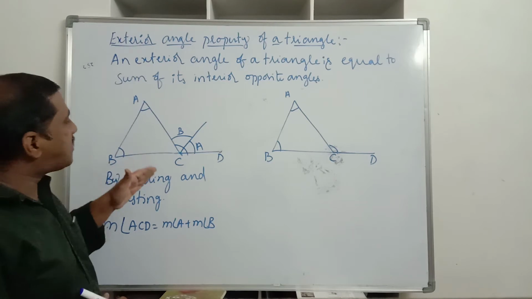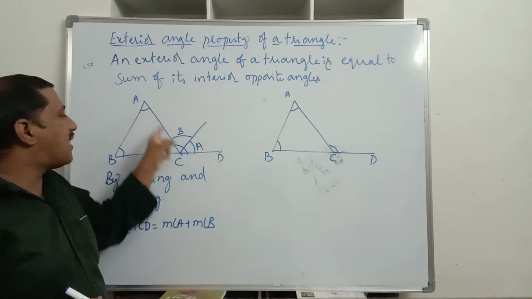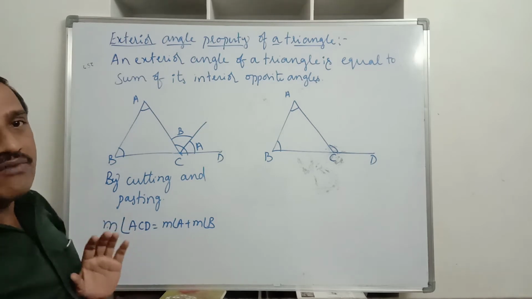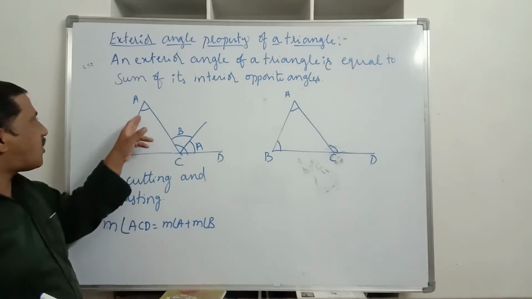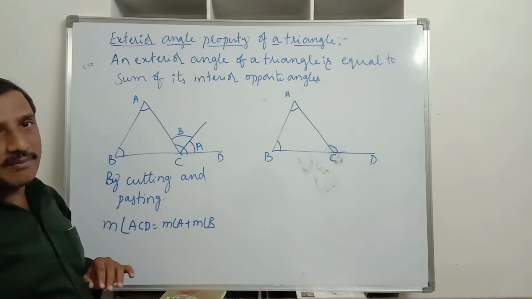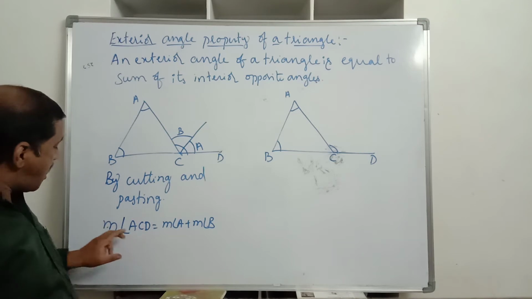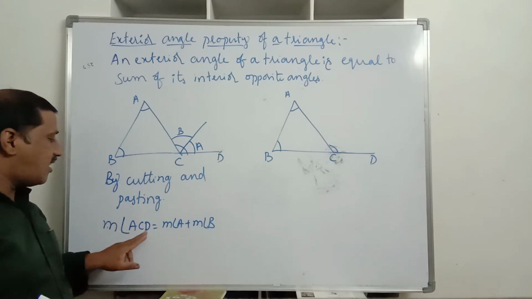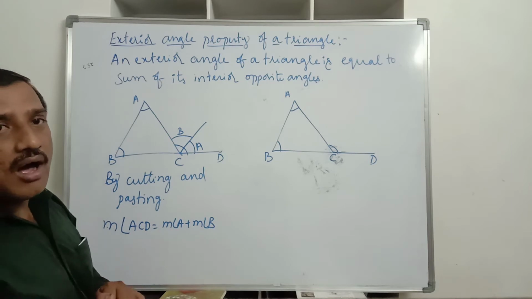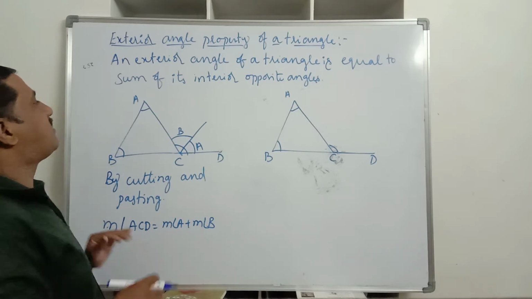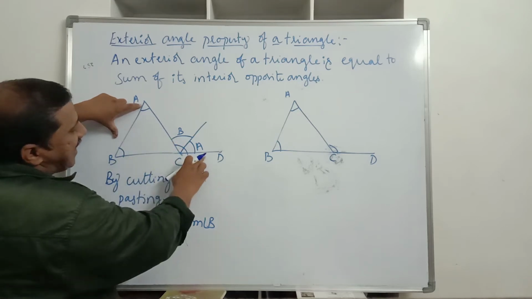Cut these two angles and paste them in angle ACD. These two angles will occupy that angle completely. Then we can say that measure of angle ACD is equal to measure of angle A plus measure of angle B. What is angle ACD? It is the exterior angle. That is, an exterior angle of a triangle is equal to the sum of its two interior opposite angles.